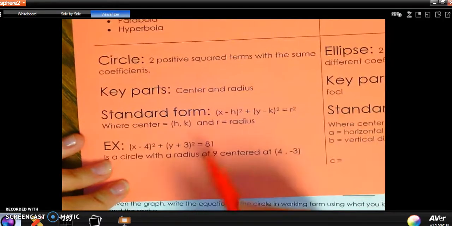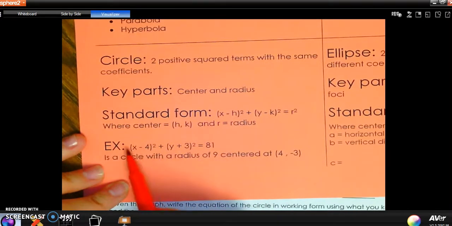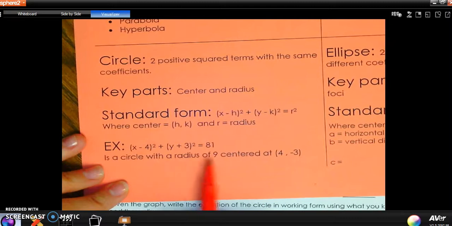So it's a little easier with numbers. When you take a look at this one, this would be a circle. Again, there's two positive squared terms. The coefficients would be equal, because if you FOILed that out, you'd end up with just an x squared and a y squared, so the coefficient would be 1. And here, this circle would be centered at (4, -3). And then it would have a radius of 9.